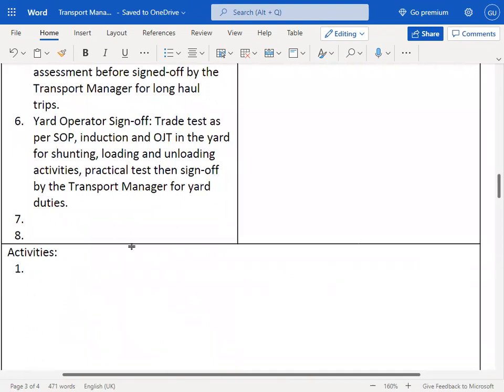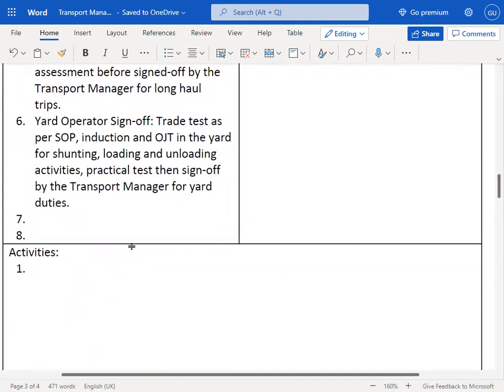Okay, let's do number 7. Number 7 would be, I would include here the health and safety program. Health is very important. So many accidents involve drivers. That's why it's critical that you include the health and safety programs for drivers, yard operators, and long haul drivers.